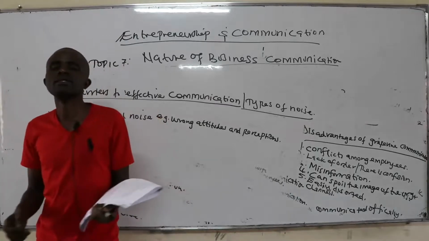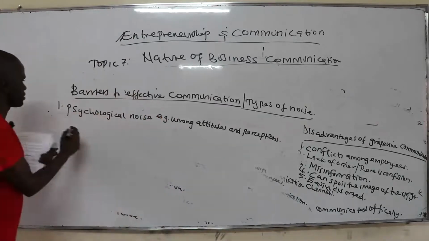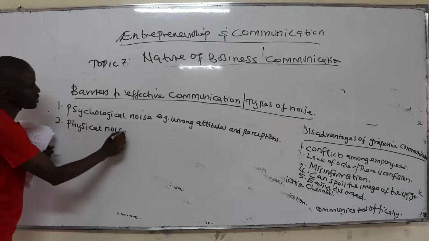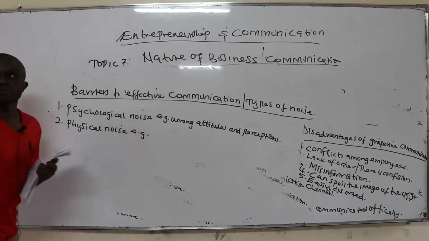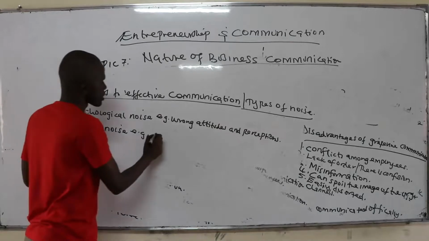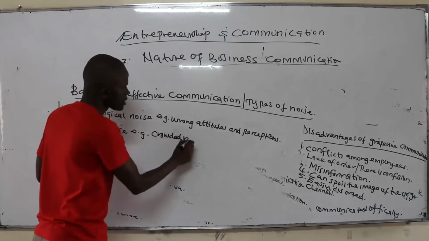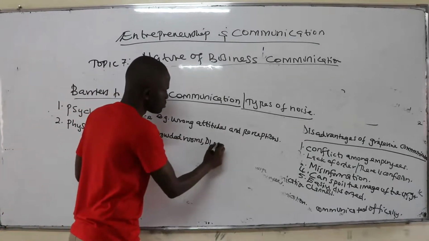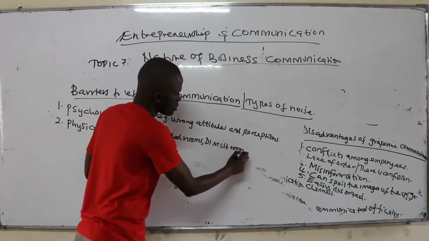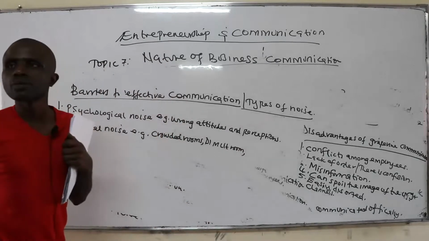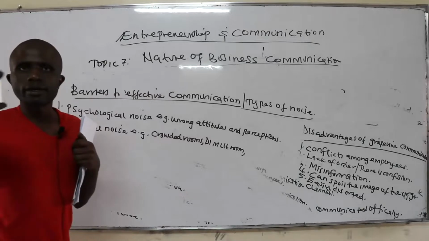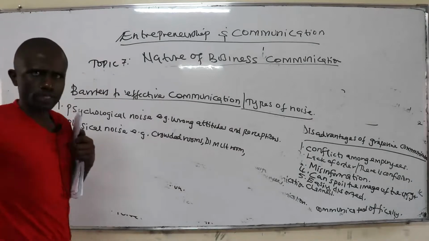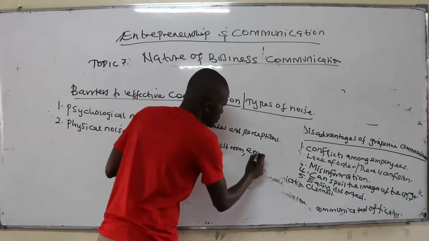Then we look at physical noise. We may also have physical noise, for instance, crowded rooms. You can't be able to concentrate. A dim lit room. Then we can also talk about environmental noise. Maybe there is hooting by the vehicles. So environmental noise.